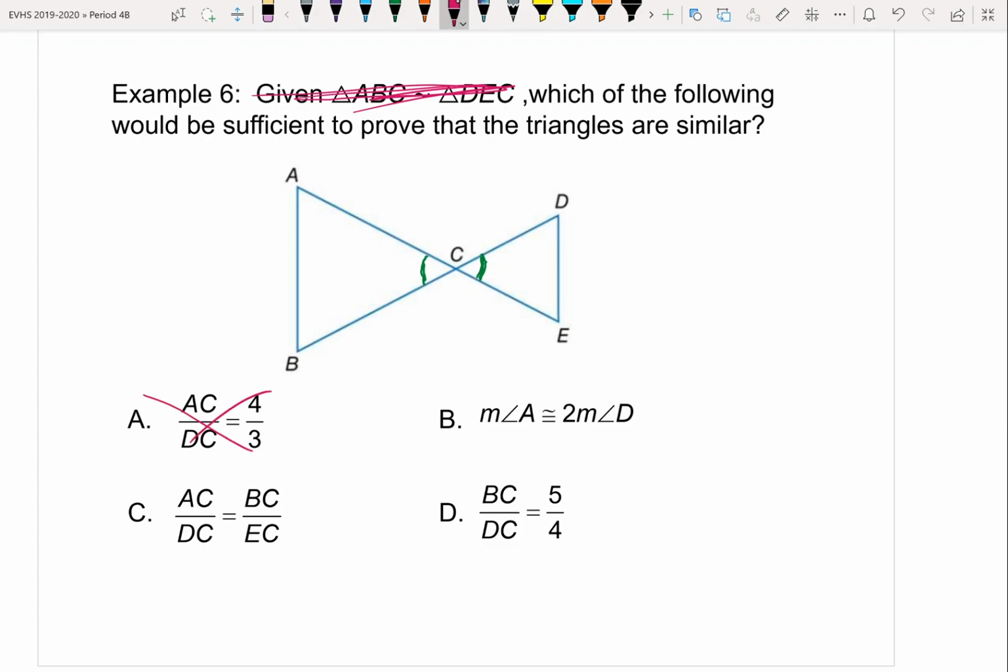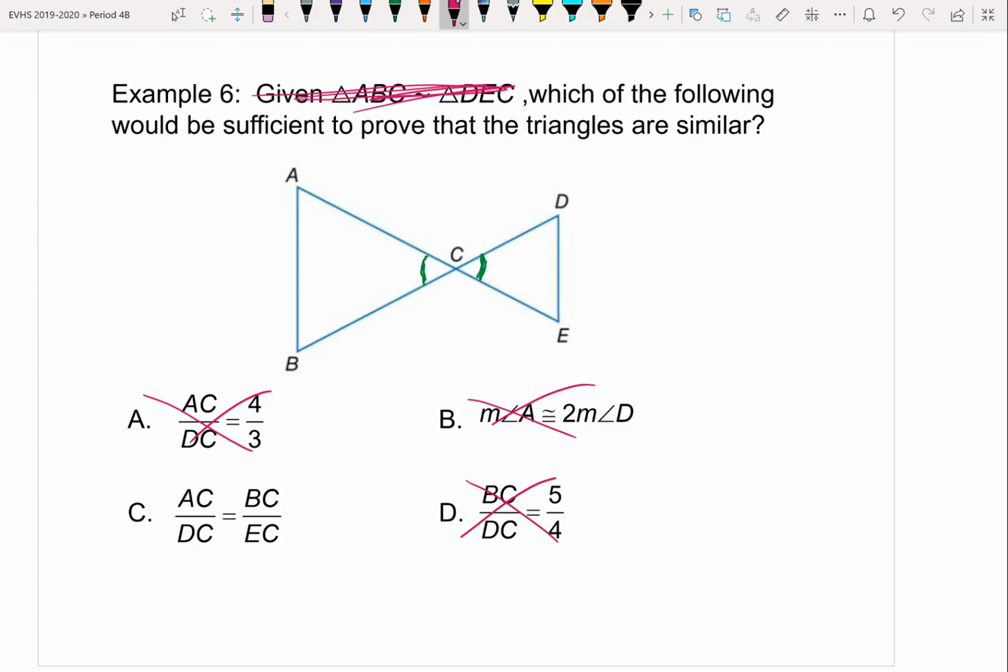That's not it. B, 2 times the measure of angle A equals 2 times the measure of angle D. So if I put an X there, then this would be 2X. Again, I've got information about two angles, nothing on sides, so I don't have any of my similarity shortcuts. So that's not going to be part B. D, BC over DC. So BC over DC is 5 over 4. Again, only one set of sides information there, so that does not help me.